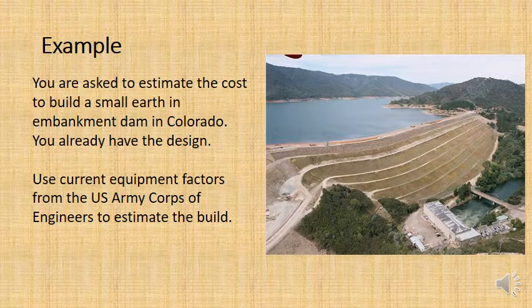So we've got an example here. You're building a very small earth embankment dam. This is a dam that is not made from concrete, it's made from earth, which is then compacted, and you're basically building a big hill, and then you'll have a lake that is forming behind it. You are building this in Colorado, one of the central states in the USA, and you're going to be using total installed cost factors that were developed by the US Army Corps of Engineers.